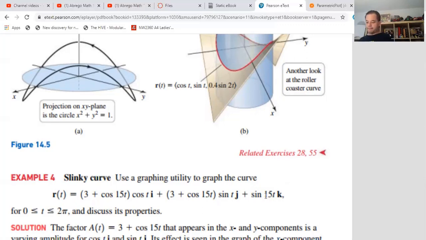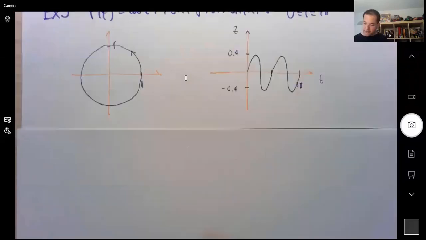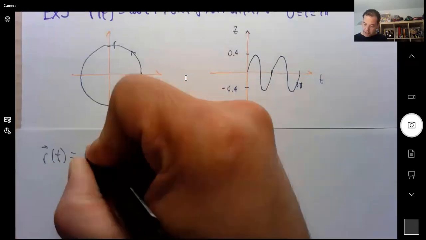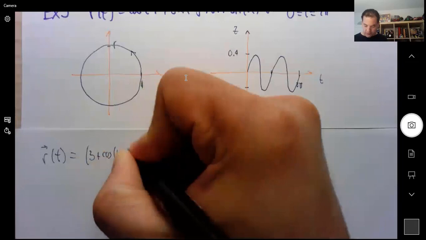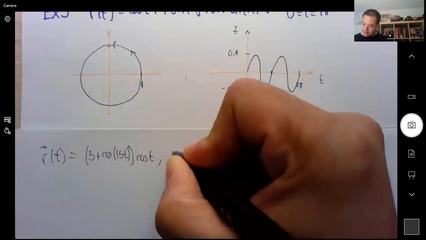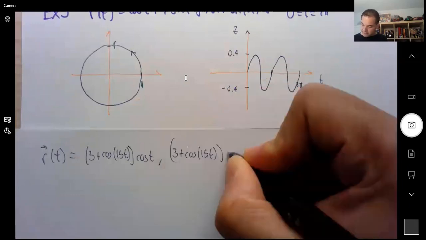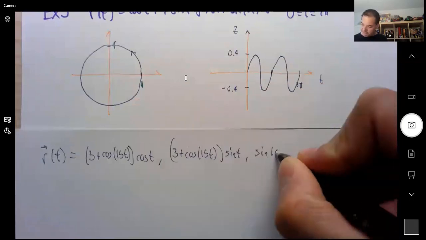So first, let me write it here. Let's go back to the page. So this is the one we want to do now, R of t is 3 plus cosine 15t times cosine of t. I'm going to write it like this, which is the one I prefer, times sine of t and sine of 15t.